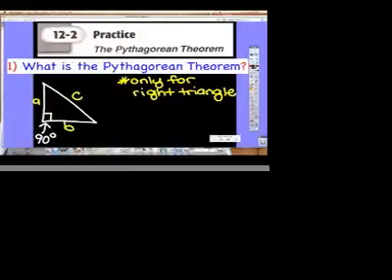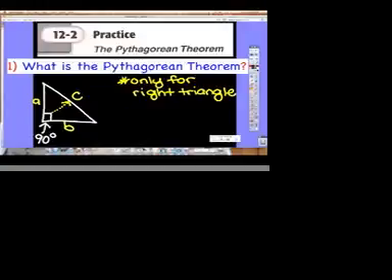What's C? It's the something of the right triangle. Sounds like hypotenuse. What is it? Hypotenuse. This is the hypotenuse. How can you tell this is the hypotenuse? It's always across from the 90-degree angle, and it's always the biggest side.